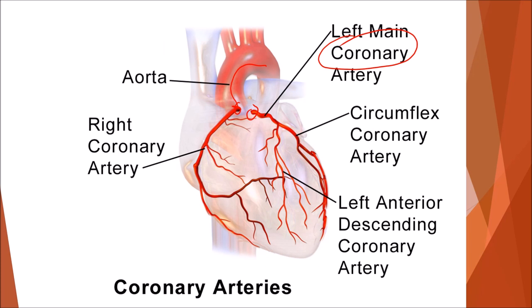So when there's a blockage, let's say there's a blockage right here, then obviously oxygen is not flowing to this area, and then this area starts to die. And that's what we call a heart attack, a myocardial infarction. Now, I do want to mention that a heart attack is different from a cardiac arrest. A cardiac arrest is when the heart stops beating for whatever reason. A heart attack is when there's a plug in the coronary artery, blood does not flow to the area that it needs to go, and then there's a heart attack.